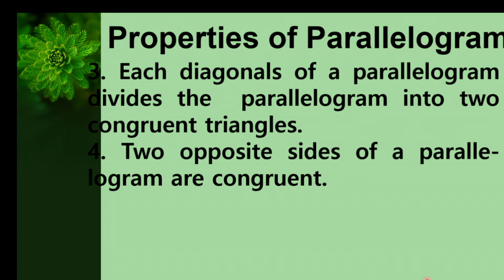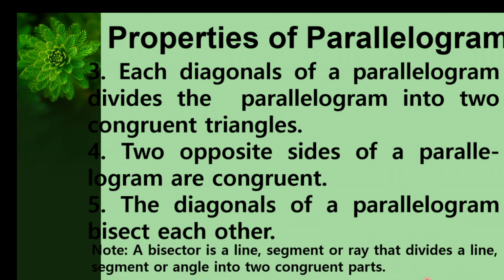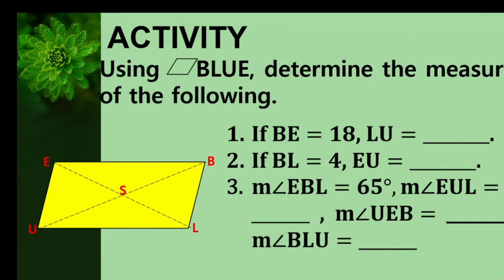Fourth property, two opposite sides of a parallelogram are congruent. And last, the diagonals of a parallelogram bisect each other. Note that a bisector is a line, segment, or ray that divides a line, segment, or angle into two congruent parts. Let us have this activity.